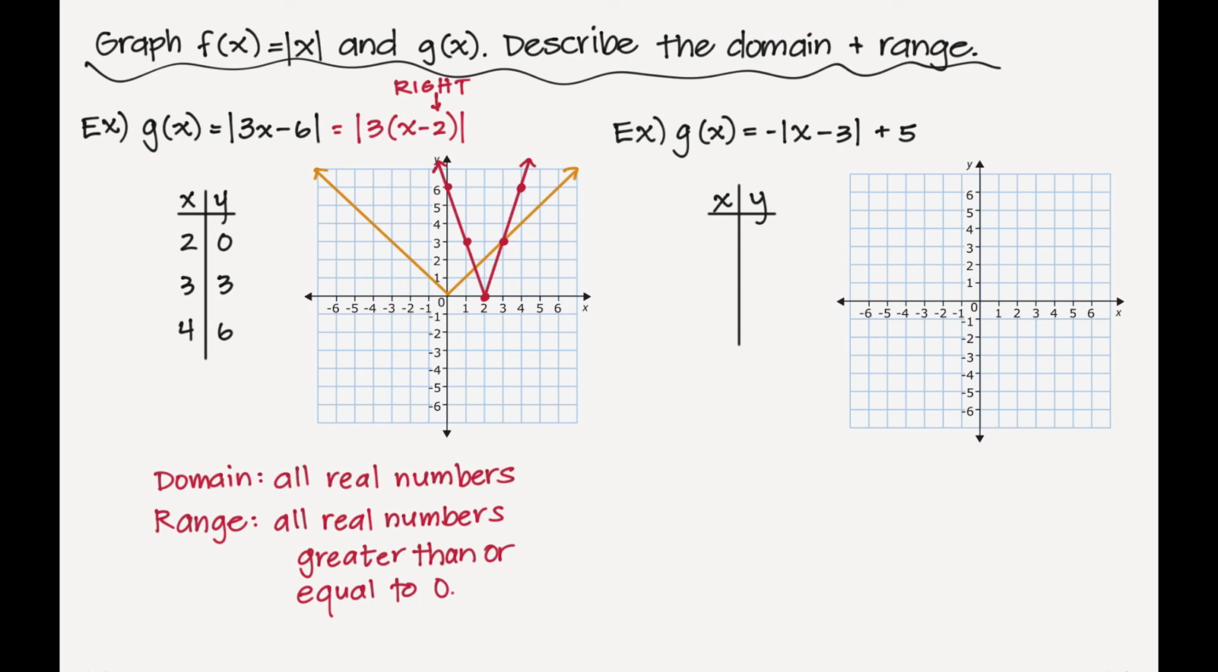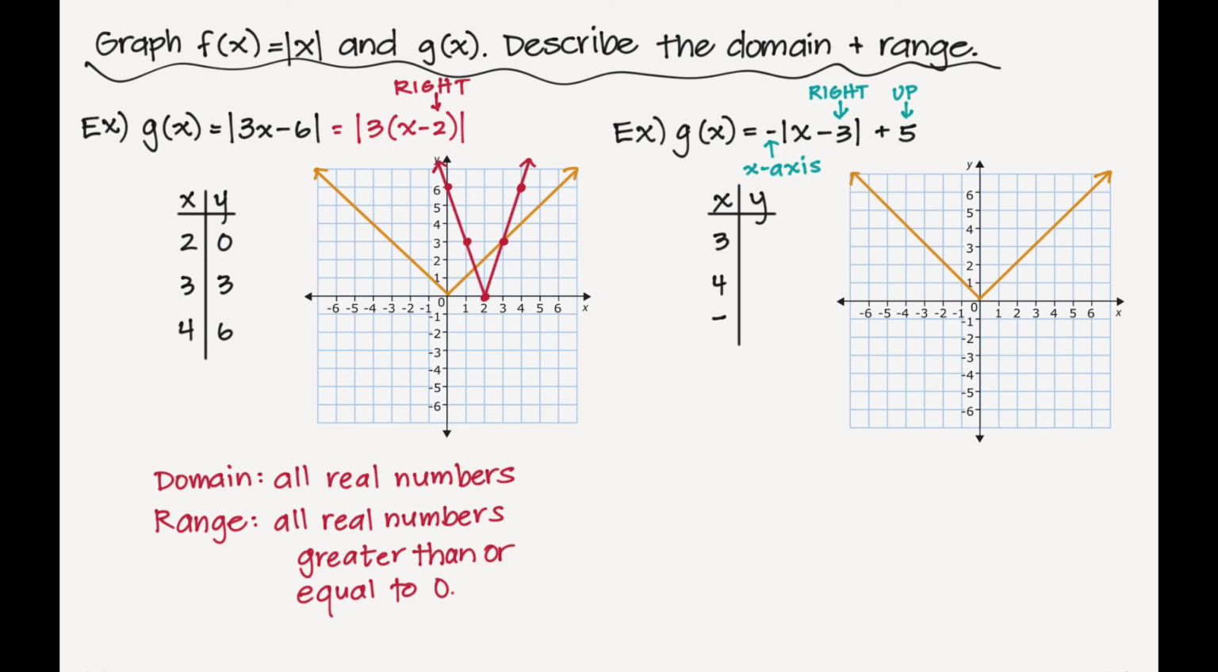All right, our last example, let's go ahead and plot the parent function again. And now to graph g(x), it's equal to negative absolute value of (x minus 3) plus 5. So that means it's going to be reflected over the x-axis. We're going to move to the right 3, and it's going to move up 5. So we have a lot going on.